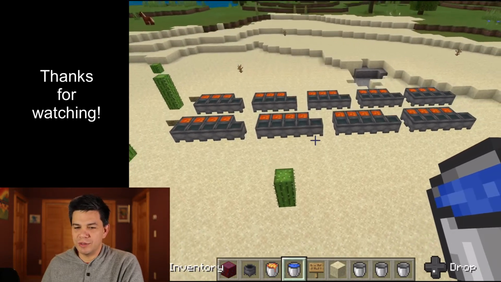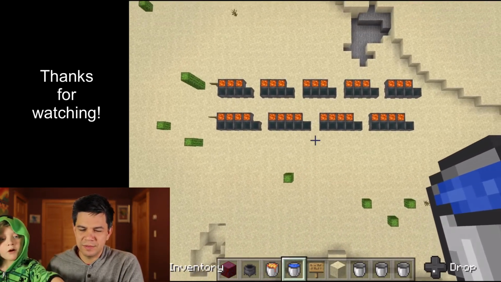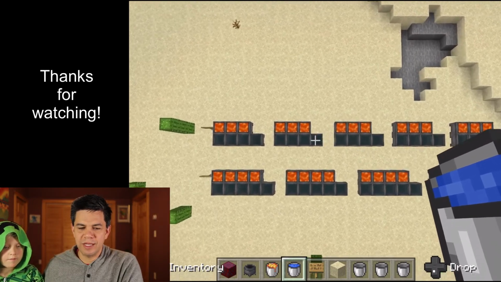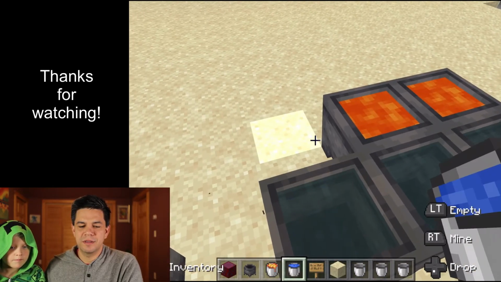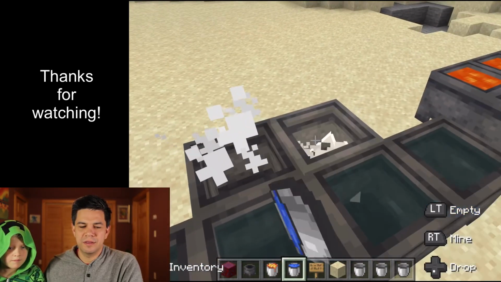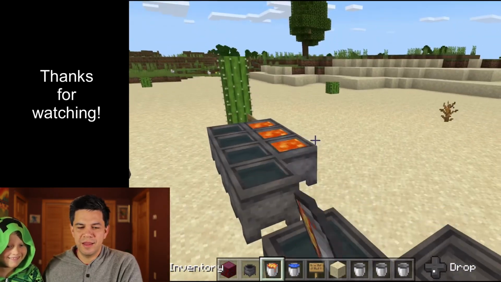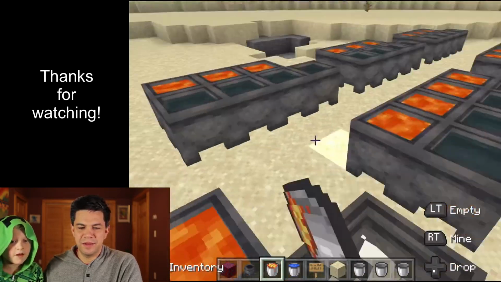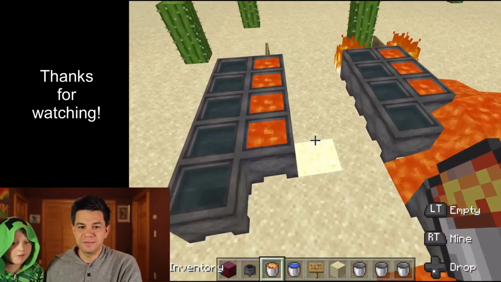What should I do with the cauldrons? Now, place water in the lava ones and place lava in the water ones. Why? What's going to happen there? I'm not telling you. Oh, look at that. Wait, just place lava everywhere. Why are you distracting the math world?